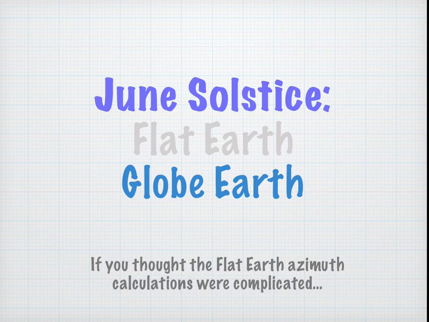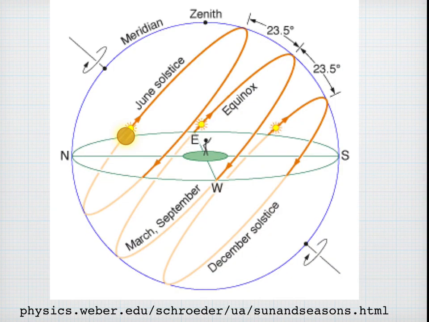Now we're going to do a globe Earth analysis, and the math is actually going to get worse, so make sure you get your pencil sharpened. Locally, on the globe Earth, you can represent the neighborhood where you are, the field you're standing in, as a flat plane surrounded by a sphere. That's the celestial sphere, including the sun. On the June solstice, the sun travels in a path that is parallel to the path that it traced on the equinox, and it is actually 23.4 degrees higher and parallel to the equinox path.